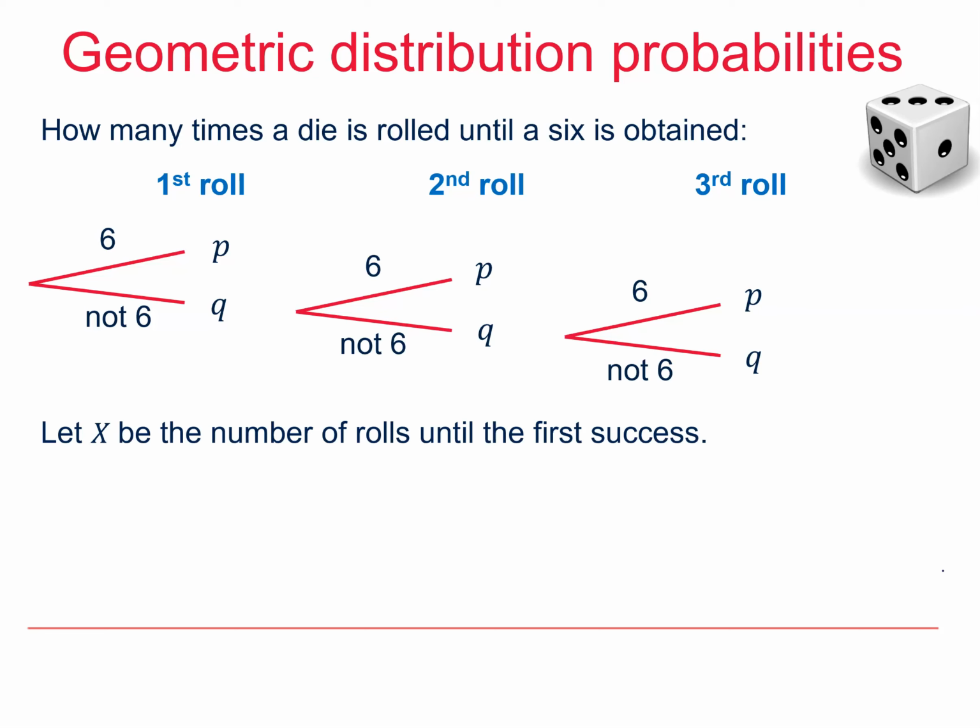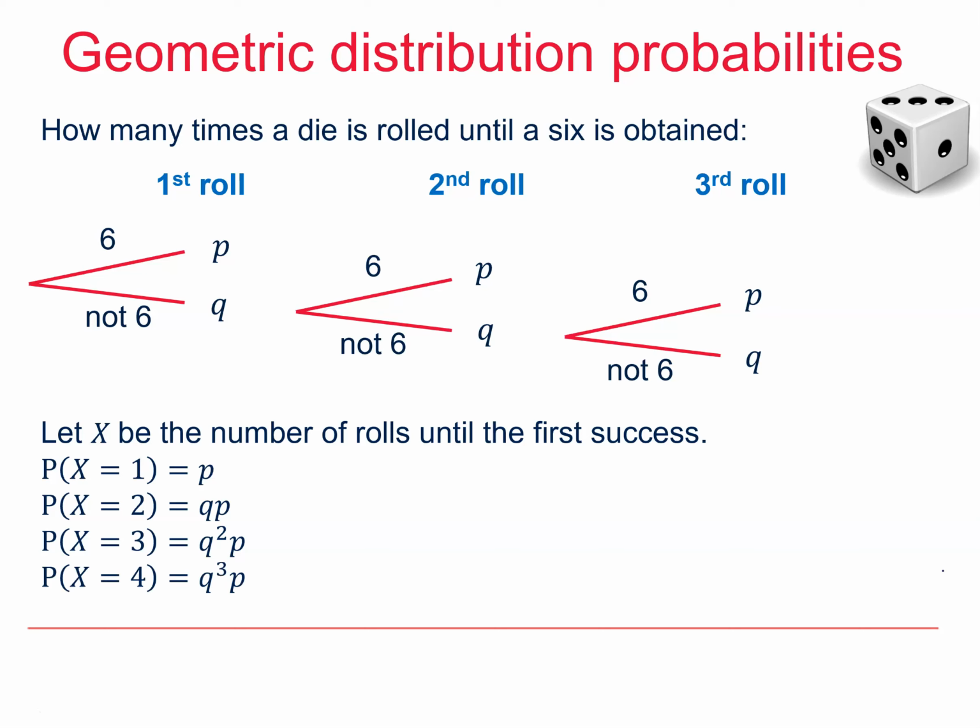So let X be the number of rolls until the first success. Then the probability that X equals 1 is just P. We get a 6 on the first roll. If X is 2, then we must have not got a 6 first and got a 6 on the second roll, so that's Q times P. If X equals 3, we must have got 2 not 6s and a 6, so Q squared times P. And for X equals 4, we fail to get a 6 3 times, so that's Q to the 3 multiplied by P.